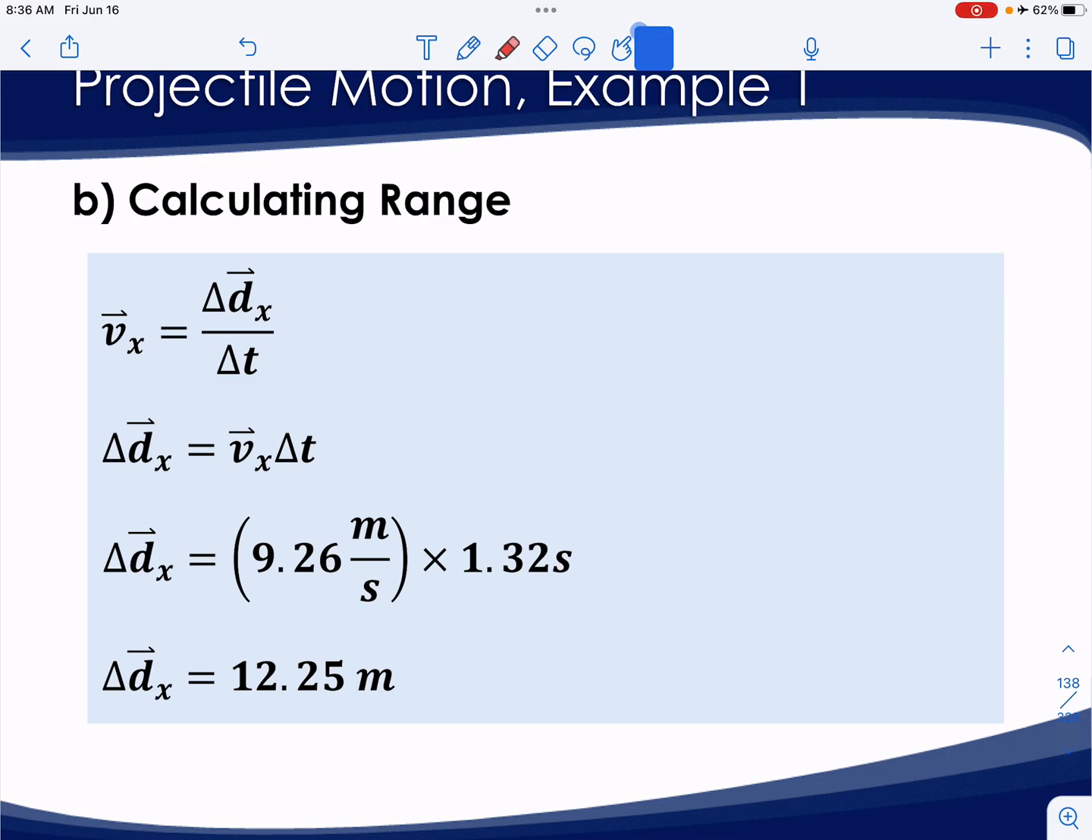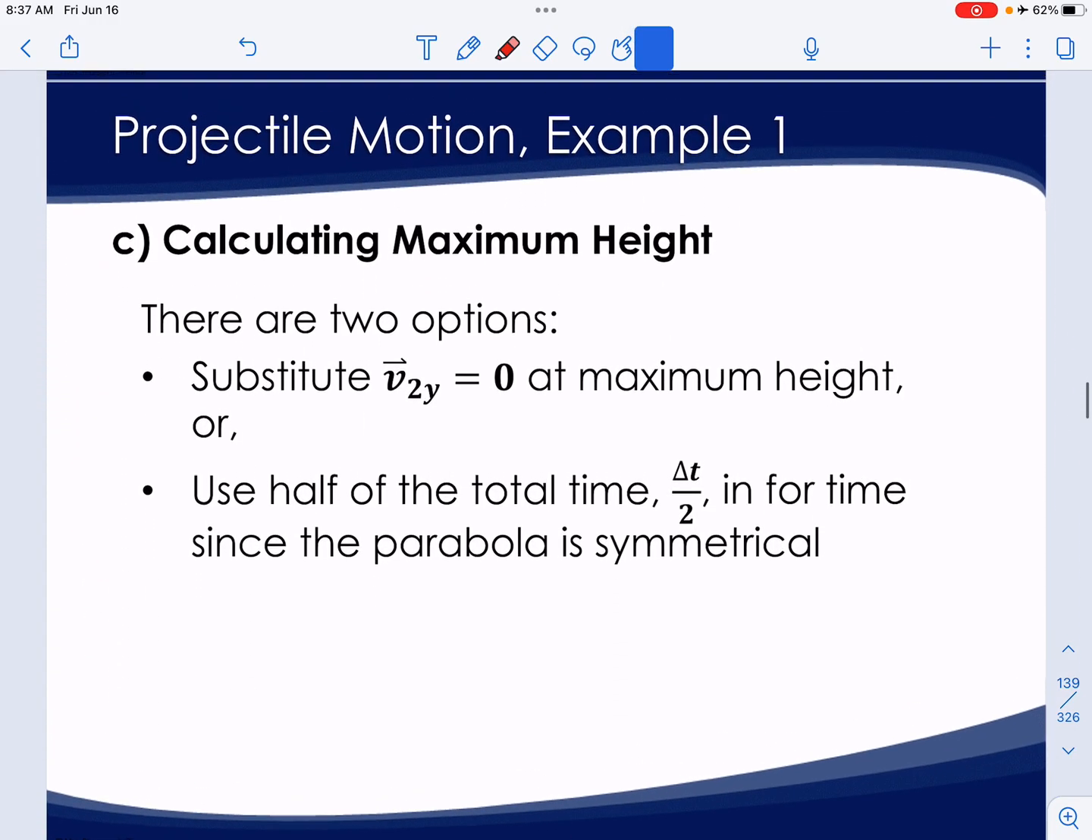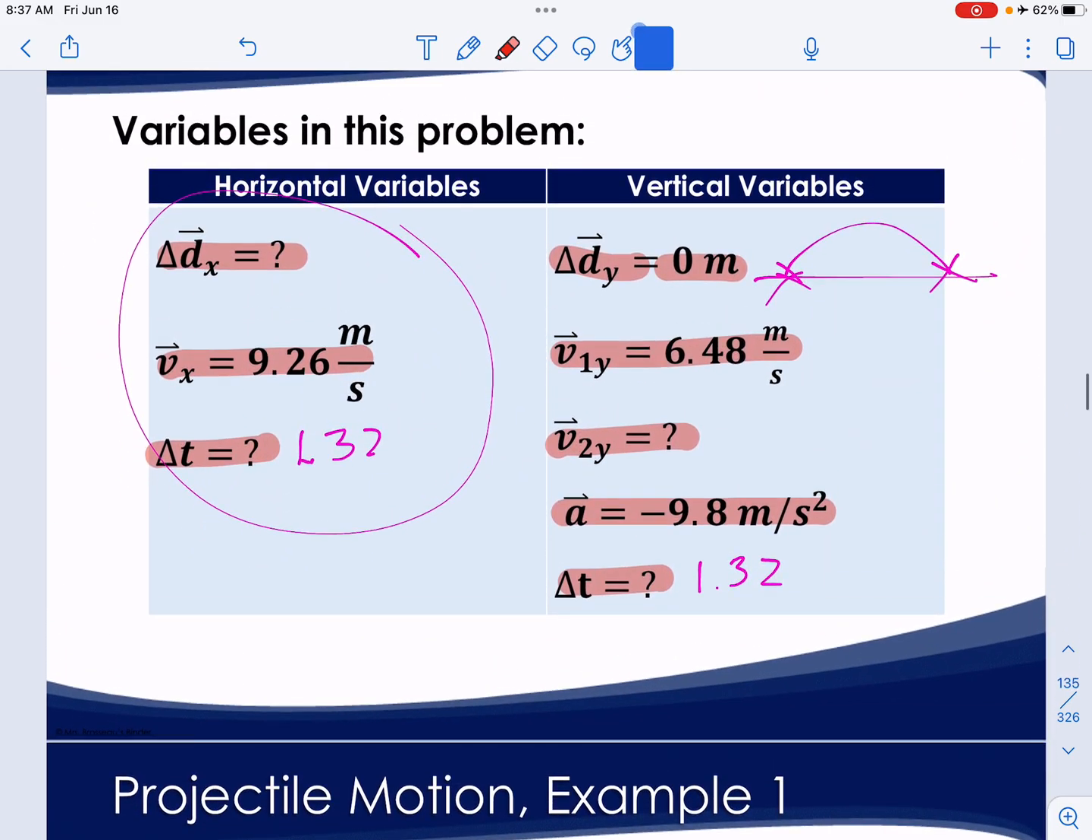So we can use our single equation, which is our average velocity. Vx is equal to delta dx over delta t. Okay, we can rearrange this to solve for delta dx and plug in our values. We now know our time, and we knew our velocity from above, and we get a delta dx of 12.25. Okay, next we can look at the y components here. So if we're looking over here, now we can solve for different things.